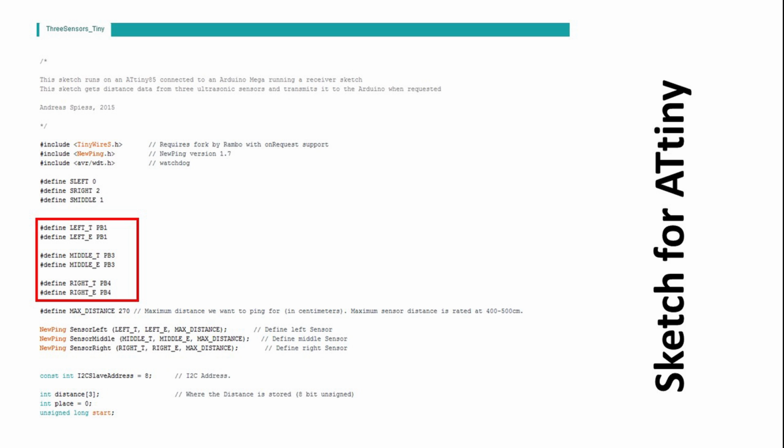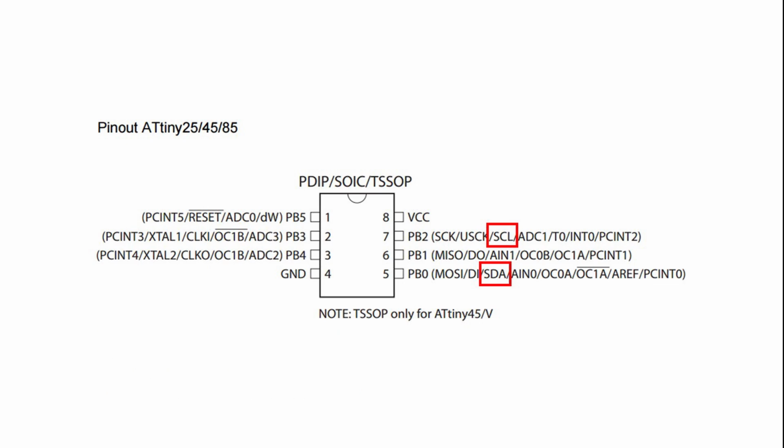Here you see that the ATtiny has a slightly different pin numbering scheme than the Arduino. You find it in the datasheet of the chip. Here you see also that all pins can have multiple functions depending on your program.